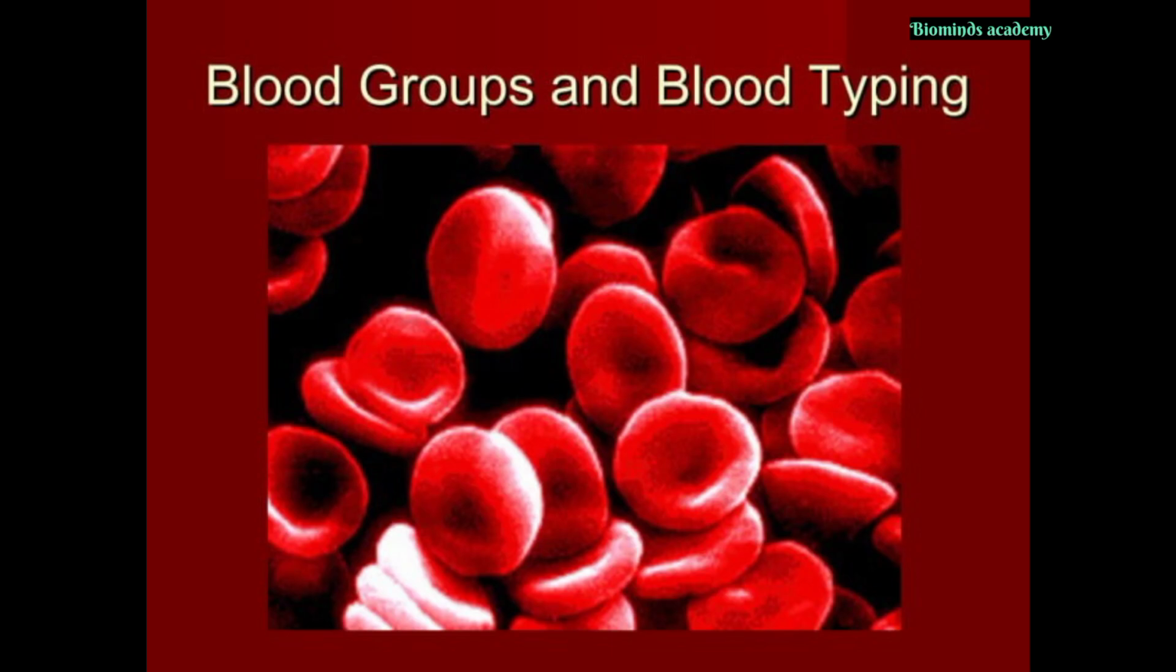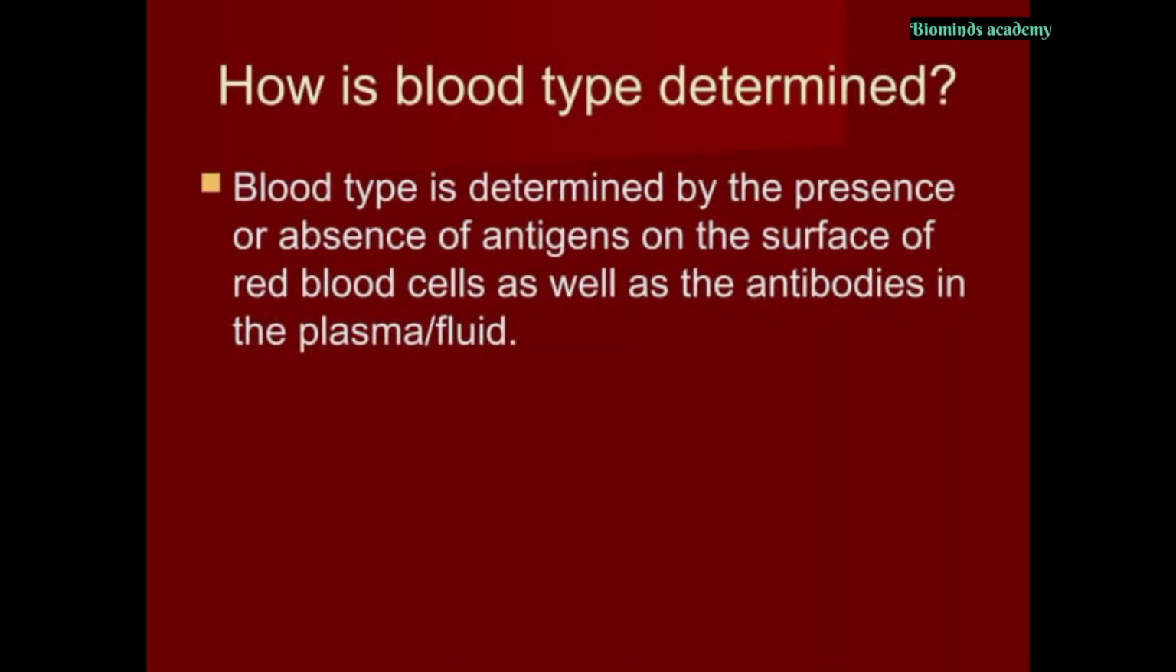Today we are discussing the topic blood groups and blood typing. Blood groups are categories based on the antigens present on the RBC. Blood typing is crucial for blood transfusions, organ transplants and pregnancy management to prevent adverse reactions. Understanding this concept is essential for safe blood transfusions and medical procedures.